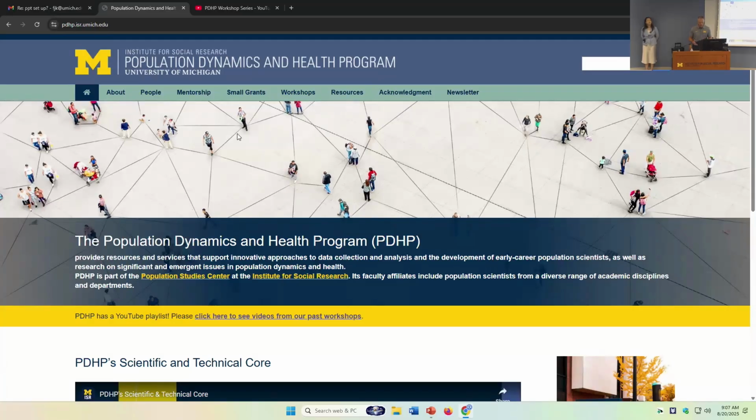PDHP staff also help out with coder spaces within ISR. So again, if you need assistance with programming, we'd be more than happy to meet with you there. And the PDHP also puts on workshops like the one that we're here for today. So very happy to have everyone here today.